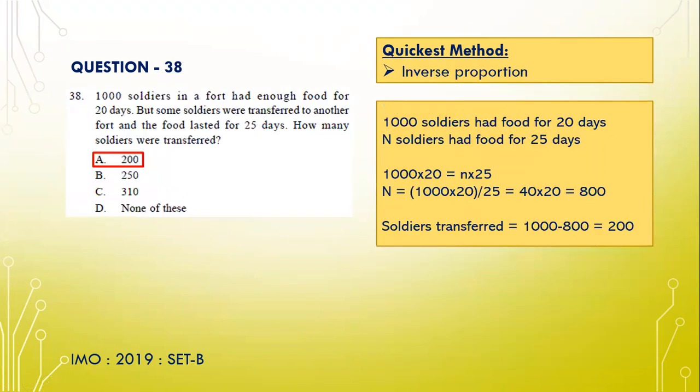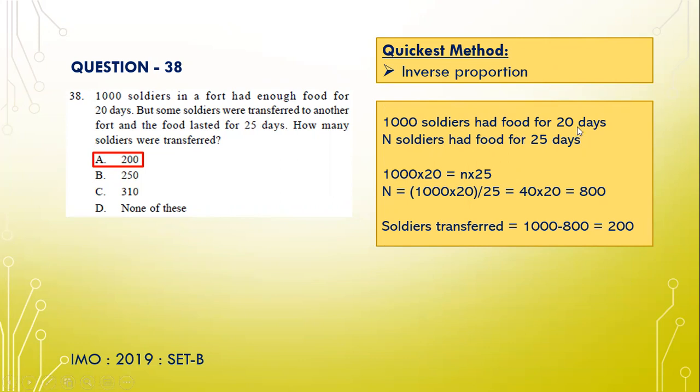1,000 soldiers in a fort had enough food for 20 days. But some soldiers were transferred to another fort and the food lasted for 25 days. How many soldiers were transferred? So again, inverse proportion, 1,000 soldiers had food for 20 days. And so number of soldiers they reduced. So the food lasted for 25 days. So let's say that there were n soldiers, isn't it? So n soldiers had food for 25 days and inverse proportion.